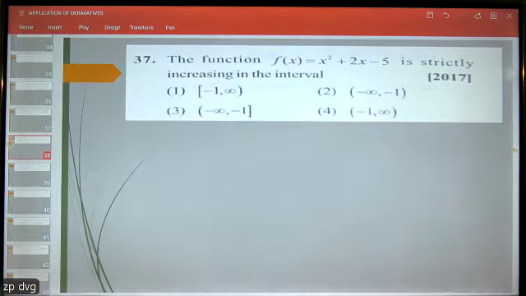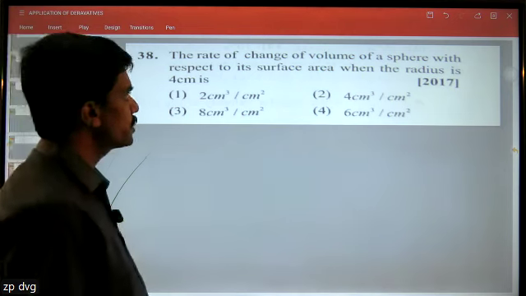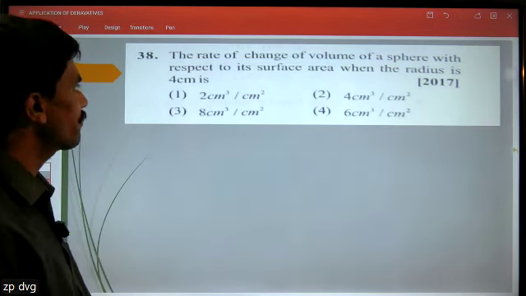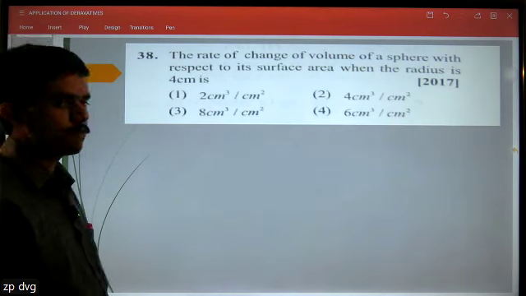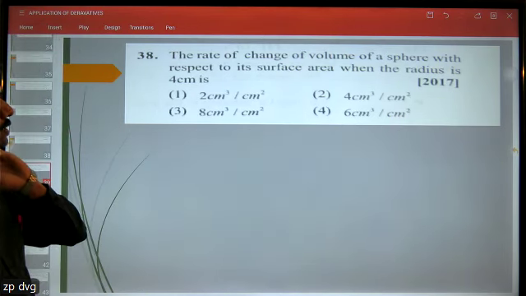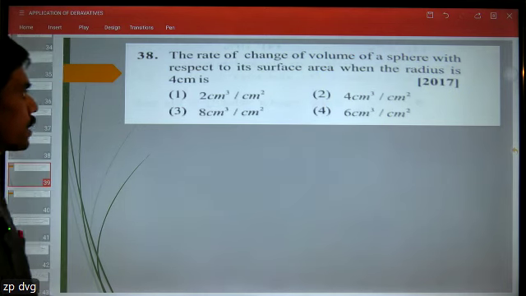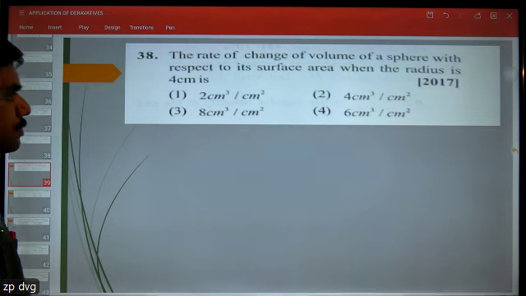Next, we'll go for question number 38. The rate of change of volume of a sphere with respect to its surface area when the radius is 4 centimeter. Here we have to use two formulas: volume of a sphere, 4 by 3 pi r cube, and surface area of a sphere, 4 pi r square. They given that the value of r is equal to 4 centimeter.